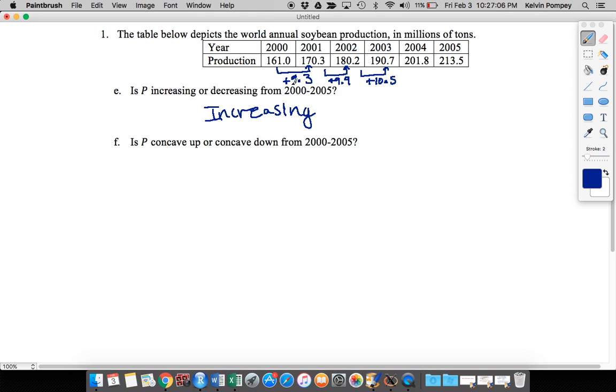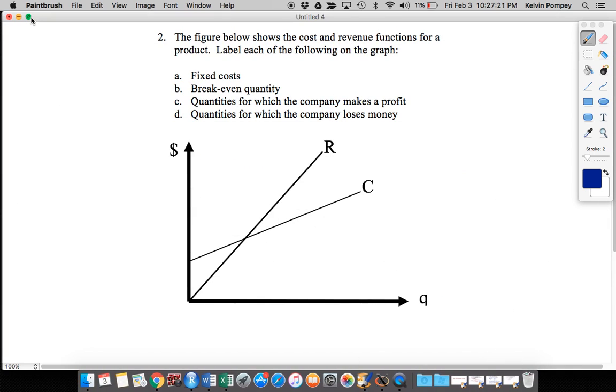And so the rate of change, if you think of these as the rate of change or slopes or average rates of change, these are getting bigger. And since that is getting bigger, then I'm going to say that is concave up. All right, and that's number one. Let's look at number two.